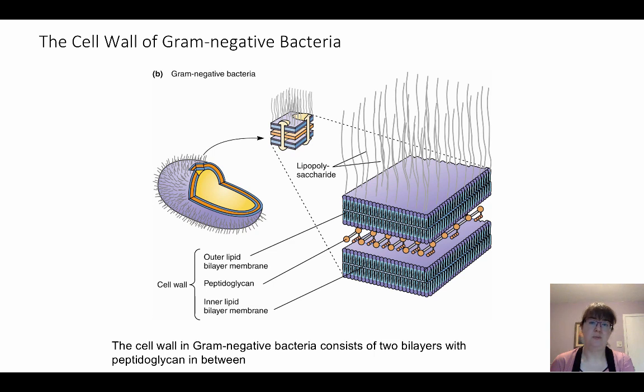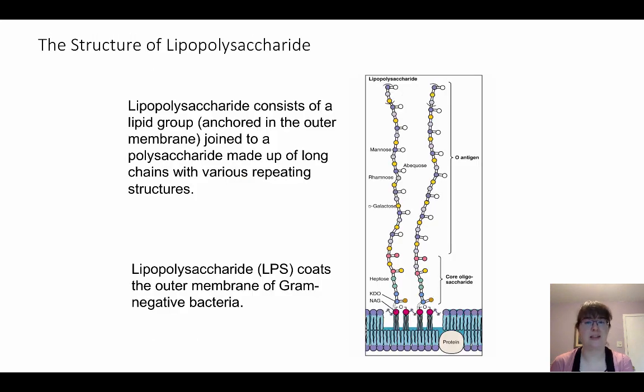So those are actually going to be additional sugar chains that are then connected to a lipid that's in part of the bilayer. So you still have even more carbohydrates in gram-negative bacteria. Talking more about that lipopolysaccharide, again, we're going to have a lipid group that's anchored to the outer membrane, and then that's going to be joined to a polysaccharide. It's going to have long chains with repeating subunits.